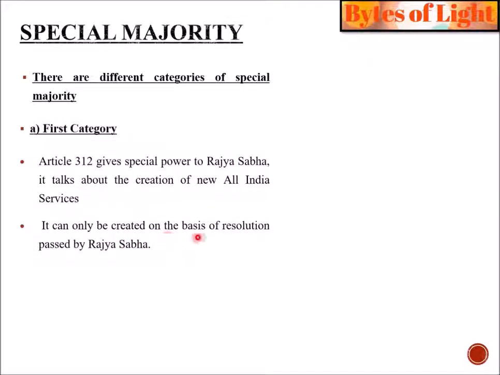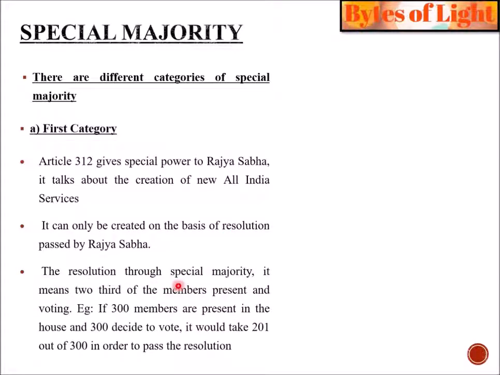They can only be created on the basis of a resolution passed by the Rajya Sabha, and the resolution is to be passed through special majority, and that means 2/3 of the members present and voting. Earlier we needed 1/2, but now we need 2/3. For example, if 300 members are present in the house and all 300 vote, then it would take 201 out of 300 to pass this resolution. So that is 2/3, that is 201 out of 300.